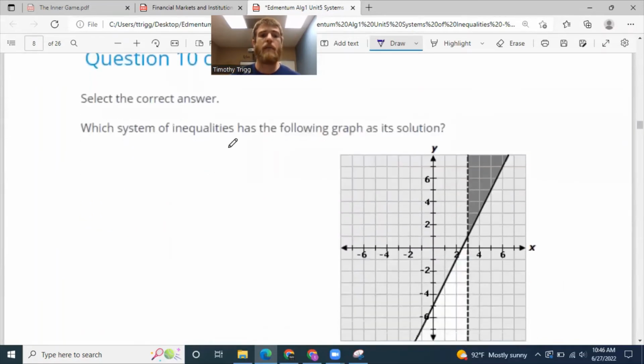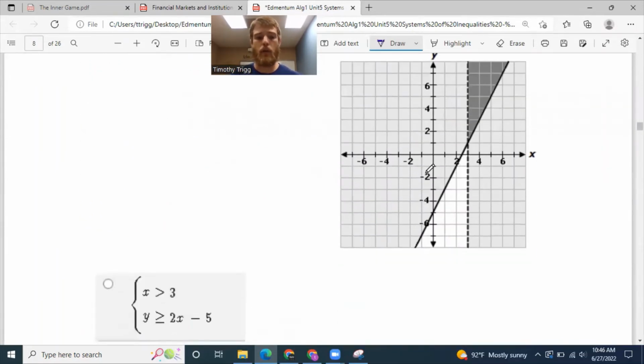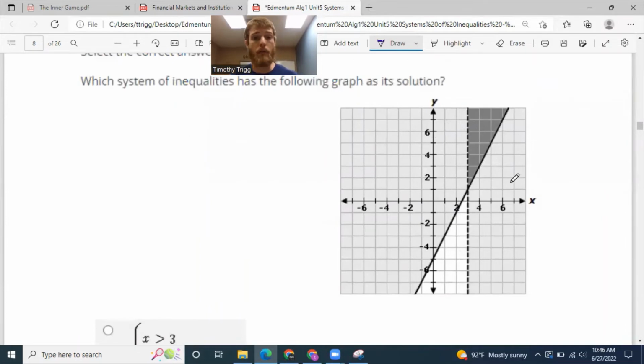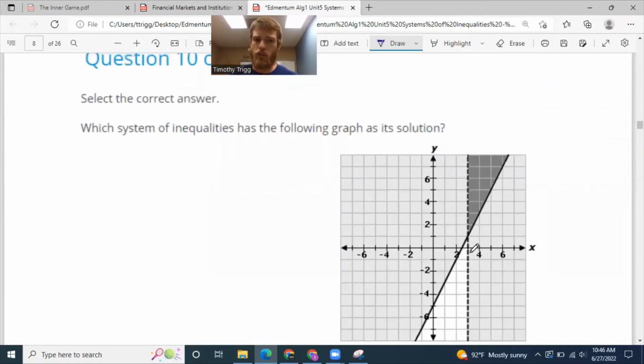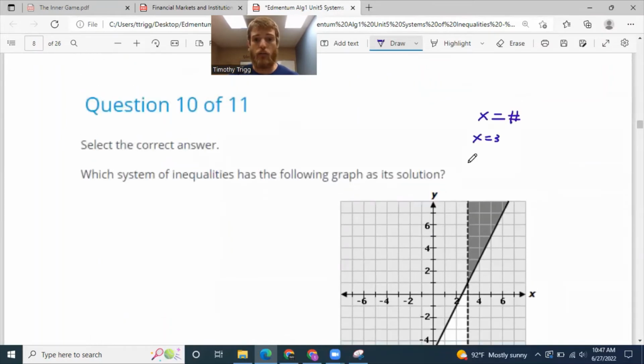Okay, which system of inequalities is the following graph? Okay, so basically they give us the graph, we want to find the inequalities. So first, let's look at this vertical line. So if you recall, vertical lines are always in the form x equals, and then wherever the number is. In this case, the number is 3. So if you just wanted the equation of the line, it would be x equals 3. Now, in our case, it's a dashed line. So it's either going to be less than or greater than, right? It won't have the or equal to.